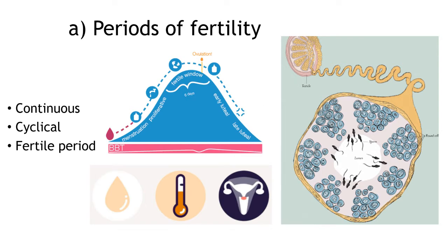Men are said to have continuous fertility due to the fact that sperm is constantly being produced in their testes. Women's fertility is said to be cyclical, as they have a cycle which leads to a fertile period of only a few days during each menstrual cycle. At that point, it is possible for them to become pregnant. Fertile period can be identified as a woman's body temperature will rise by around ½ degree Celsius after ovulation, and her cervical mucus will become thin and watery.